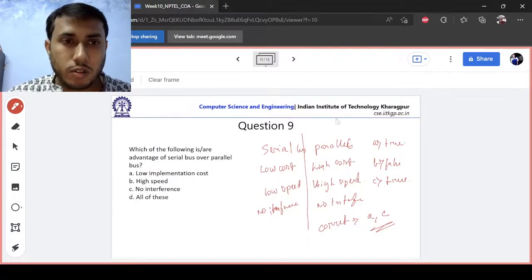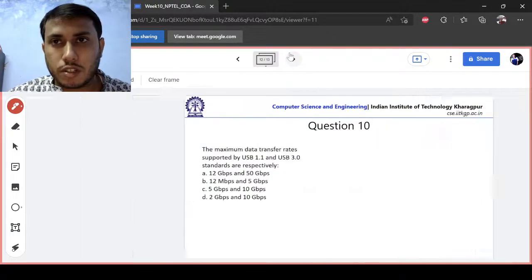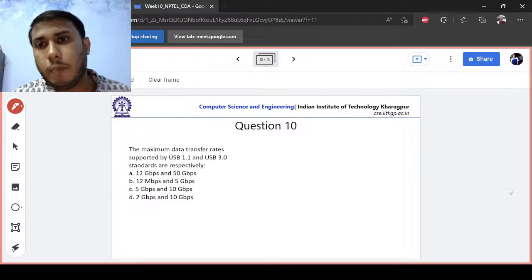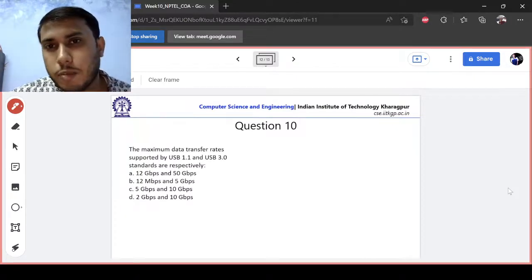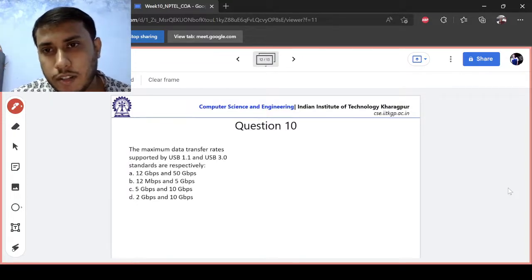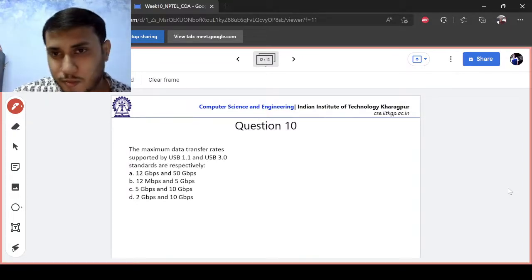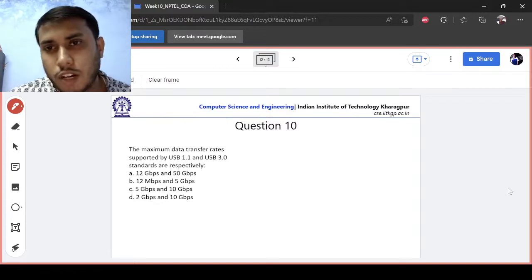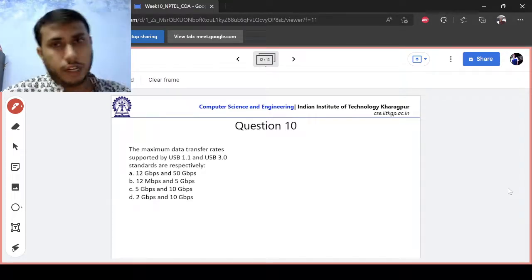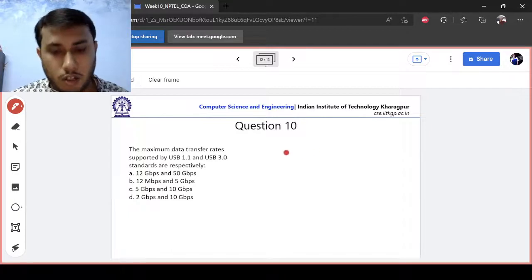Okay, so let's go to the last question. What is the maximum data transfer rate supported by USB 1.1 and USB 3.0 standards respectively? These are questions where you need to remember these values, else it's not possible to write these answers. So I will quickly write down the values for all USB devices.